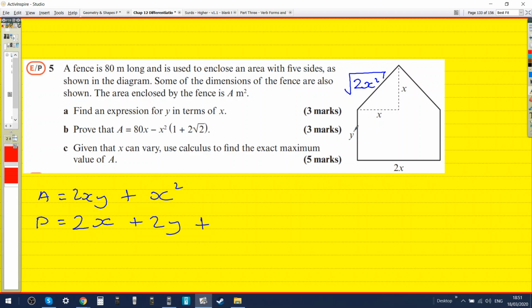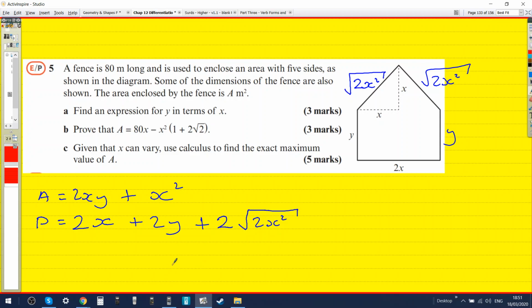I see 5 sides: 2x, y, y. This is root 2x squared. This is also the root. So plus, is it plus 2 root 2x squared? Yes. You can't simplify both of them. That's just square root of 2. So I'll just leave it like that.